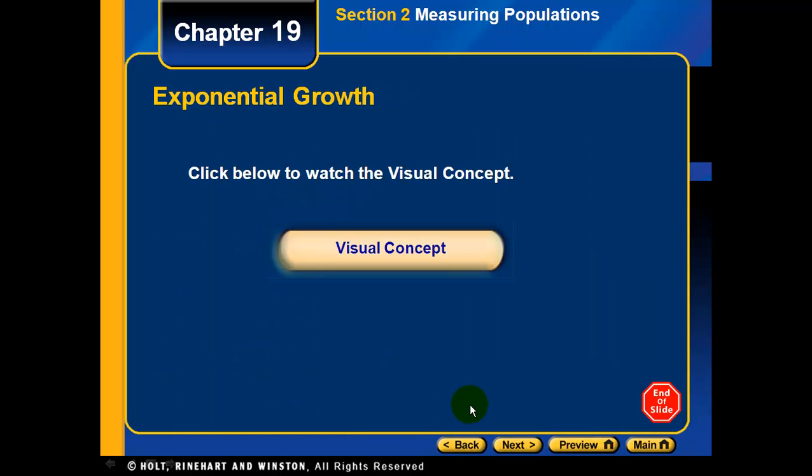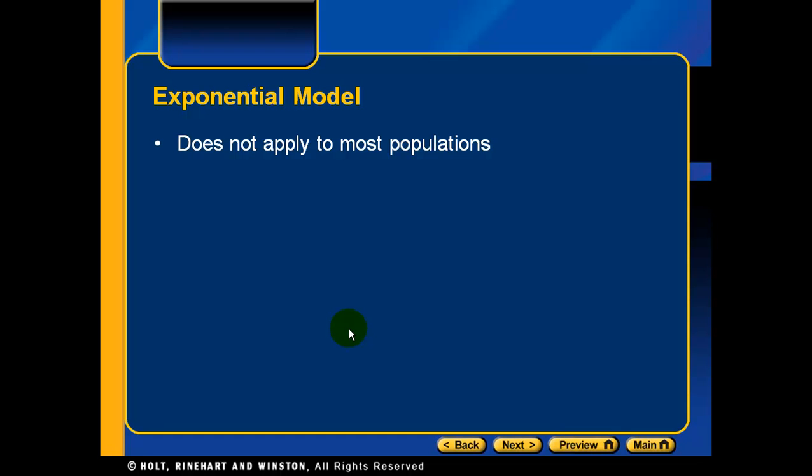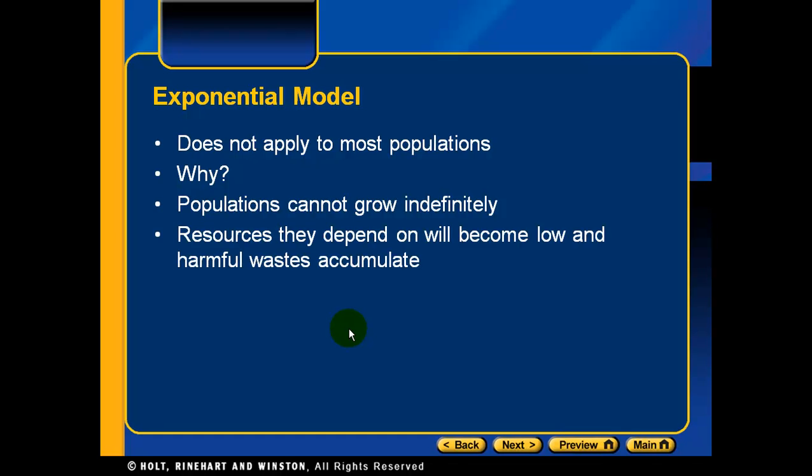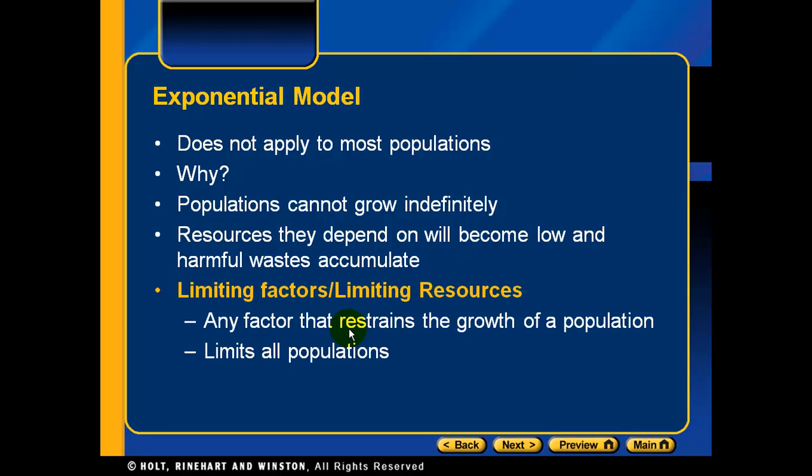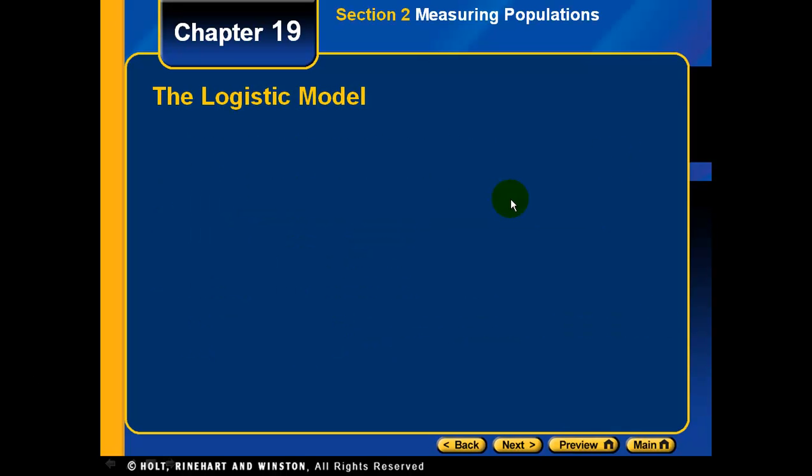However, is that realistic? No. The exponential model does not apply to most populations because populations can't grow forever. There's going to be something that's going to limit the population size. Resources they depend on will become low, waste will accumulate. So there is a limiting factor or limiting resources that will restrain the growth of a population. There are different limiting factors, and this will limit all populations.